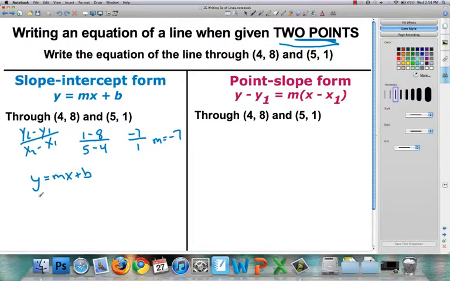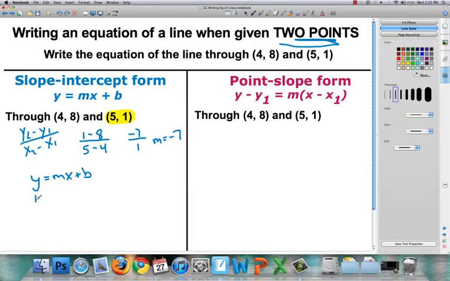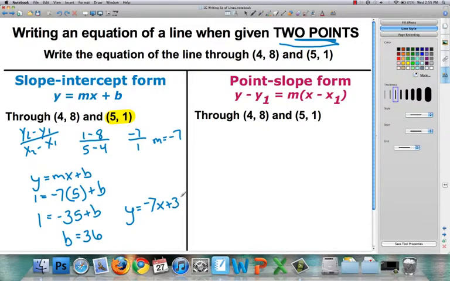Now since I have 2 points on the line, I can really pick either point I would like. I can pick 4, 8 to substitute in, or I can pick 5, 1. So let's pick 5, 1. So now I can write 1, that's my y, equals -7 times 5 plus b. So 1 equals -35 plus b, add 35 to both sides, b equals 36. So in slope-intercept form, the equation of this line is y equals -7x plus 36.